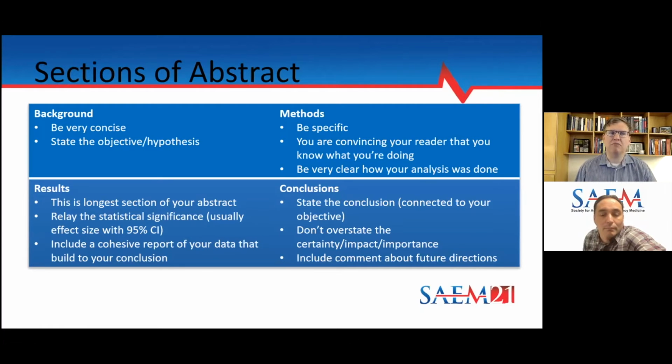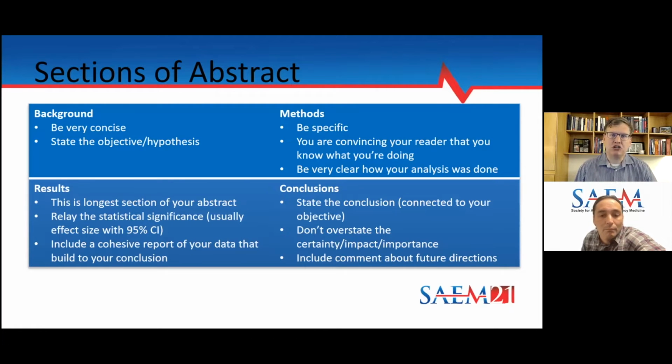The first section is the background. The background is typically one of the shortest parts of the abstract, and it really just justifies the importance of your research question. You want to be really concise in this section, and you really just want to convince the reviewers and your readers that your study needs to be done. The last sentence of your background will be your objective statement or your hypothesis.